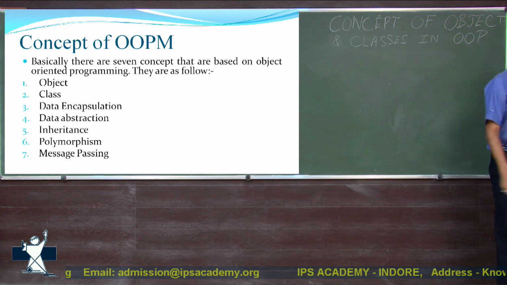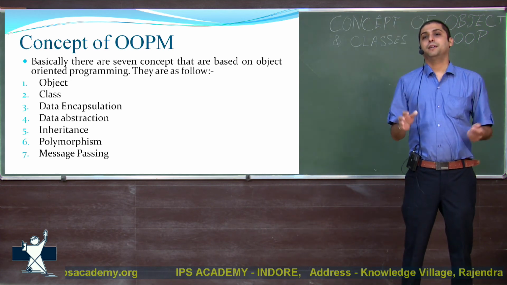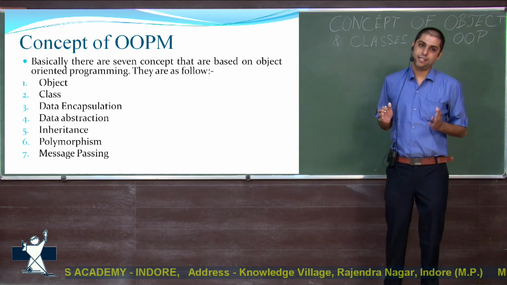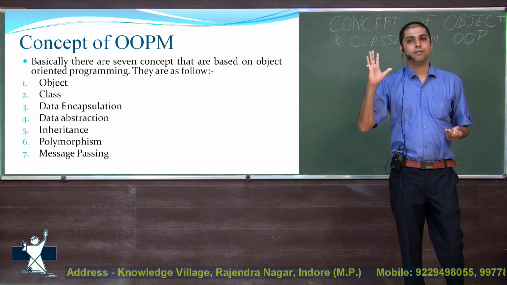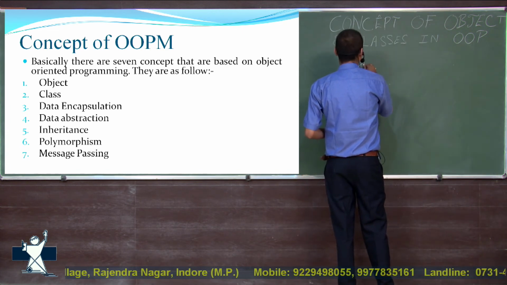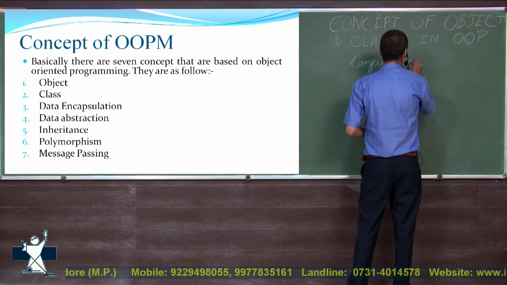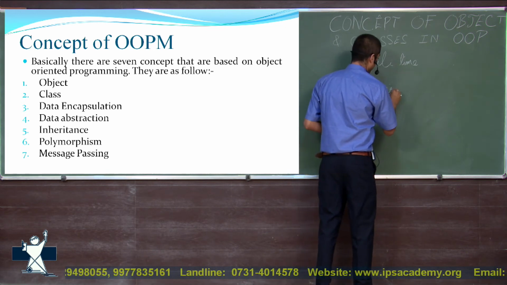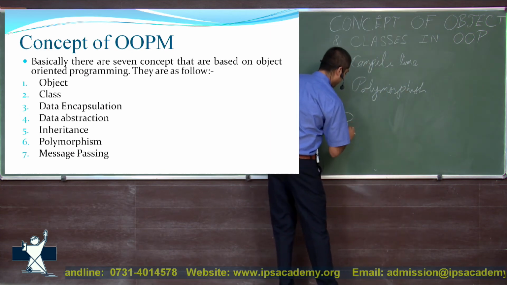Now, what is polymorphism? Polymorphism means many forms. Poly means many, morphism means form. Many forms means a single name, multiple functionality. It is basically of two types: compile time polymorphism and second one is runtime polymorphism.